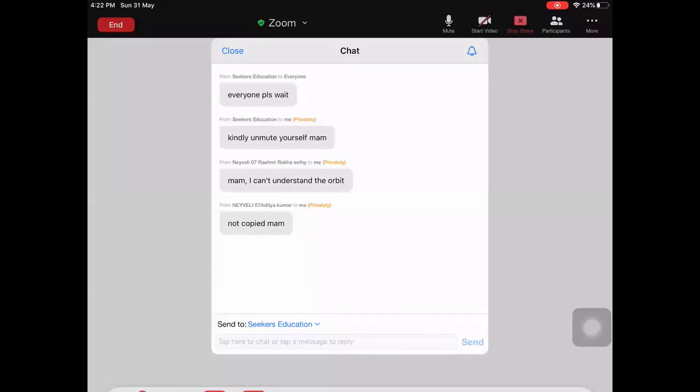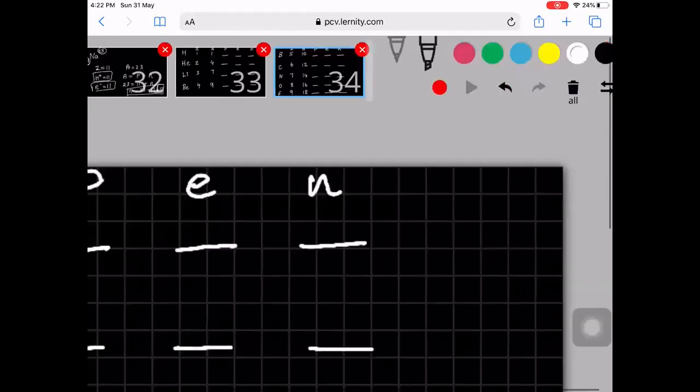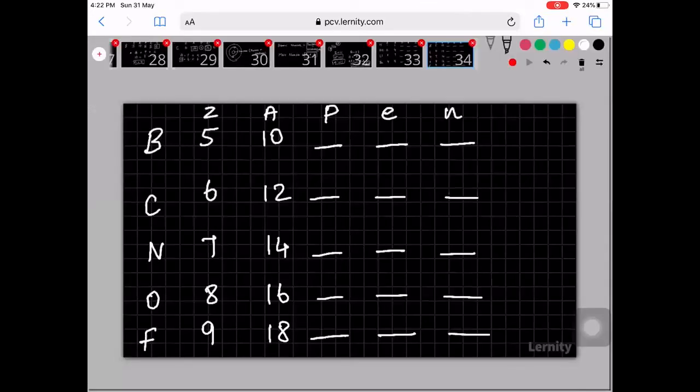Yes, one student said that he doesn't understand about orbit. No worries about orbit. We will discuss the structure of the atom in a separate class. Do not worry about it. Just note down whatever I have done now. I explained the concept of identifying protons, electrons, and neutrons. So if you understood that concept, fine. If you do not understand that concept, you can say it in chat. I'll repeat it again.